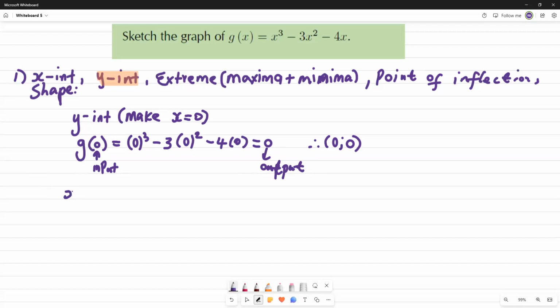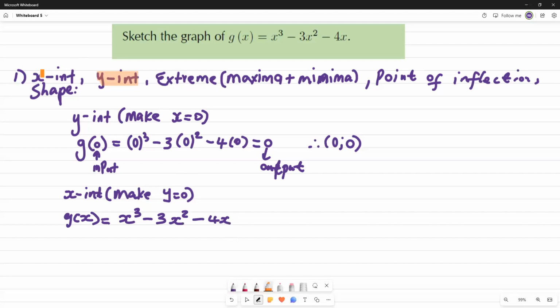Now we're going to do the x-intercept. Remember, for the x-intercept we make y equal to 0. We have g of x, as in the question, equals x cubed minus 3x squared minus 4x. Let me just highlight what we're doing. For the x-intercept, g of x is y, so we make the whole thing 0.